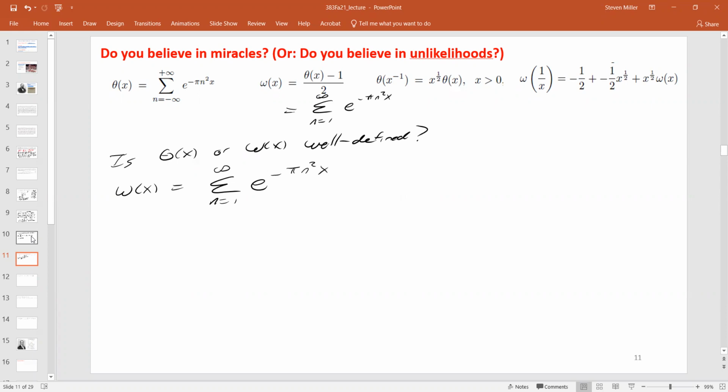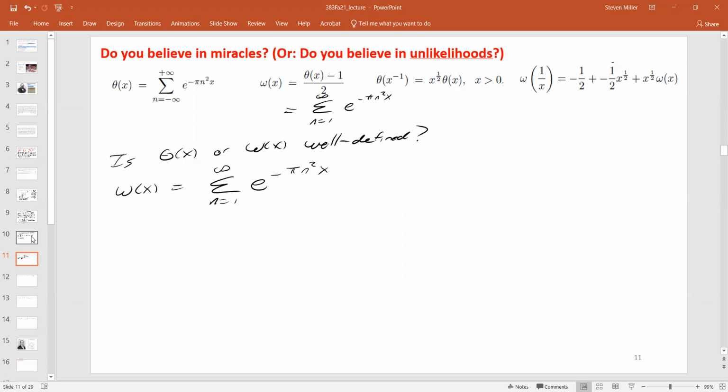This is going back to parts of multivariable calculus, where you try to show that a series converges. What are the different tests we have for series convergence? Ratio test. What else? Integral test.